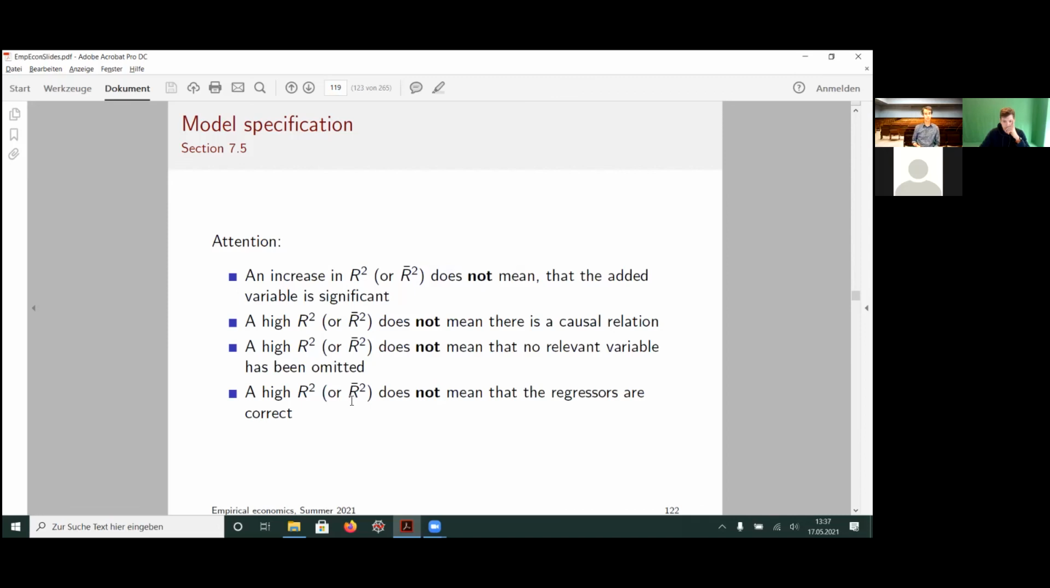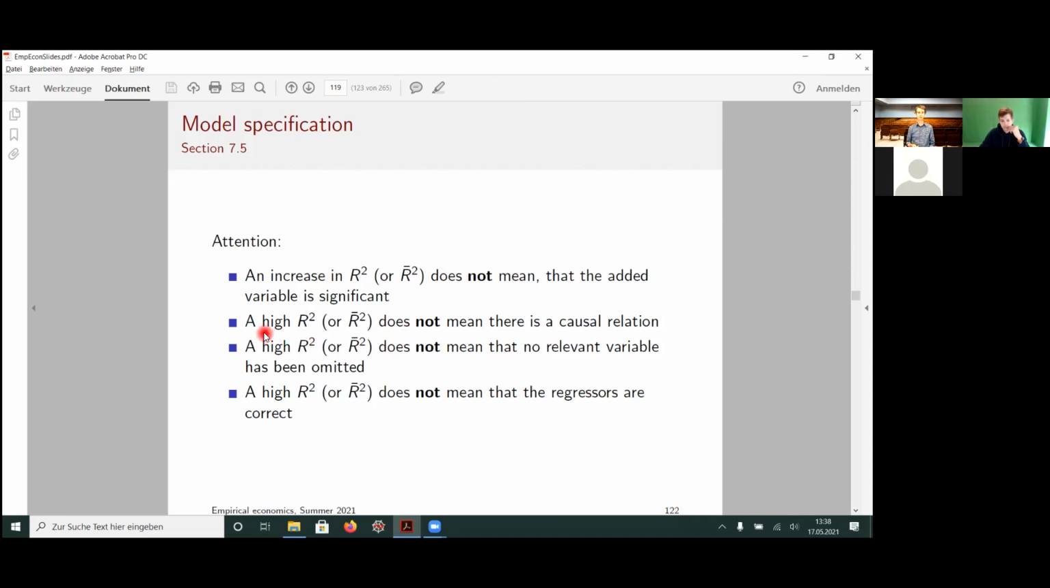And there are a number of points that you should try to avoid, and where you should be very careful. If you use R squared, which is a likely candidate for model specification issues, there are a number of points that you should be careful of. First of all, an increase in the R square, or even in the adjusted R square, does not mean that the added variable is actually significant. Even insignificant variables might increase the adjusted R square, and the unadjusted R square will increase no matter which variable you add, even if they are ridiculous, because as we've seen last week, the R square will never decrease if you add another variable to your model. But even the adjusted R square might increase if you add an insignificant variable.